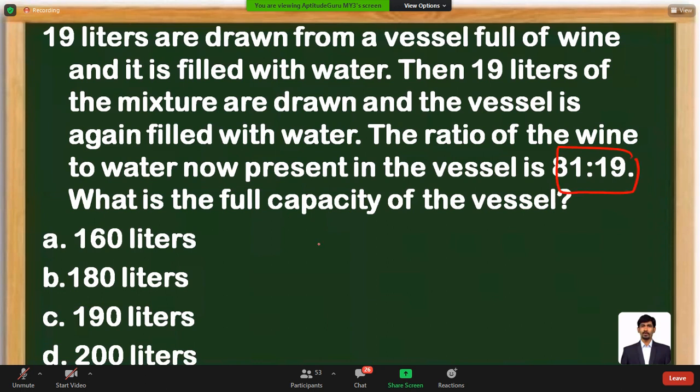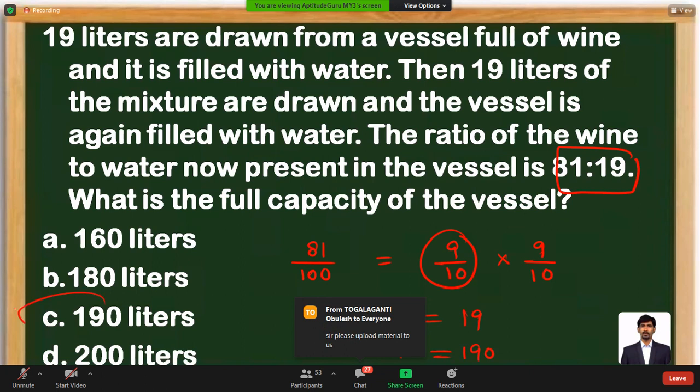81 is to 19 is indicating wine is 81, total is 100. If you split this into two parts, 9 by 10 into 9 by 10. That means 9 parts out of 10 parts. Every time one part is removed out of the 10 parts, that is equal to 90. So total is 190. Mark it as options.